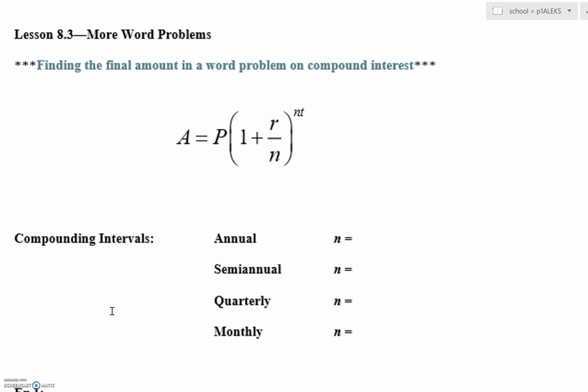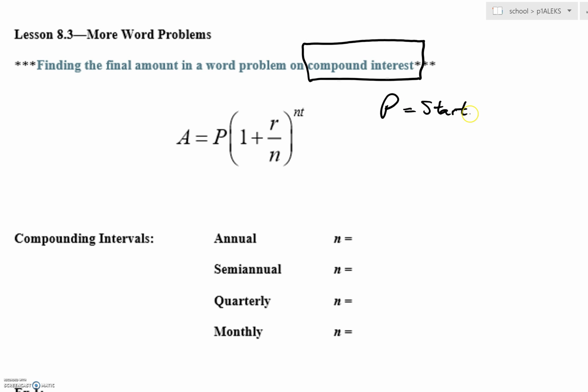Algebra 2, lesson 8.3. What we see here is a formula for compound interest. If you have a savings account at a bank and you're receiving interest, it's like a gift from the bank to you for being their customer, you might get interest multiple times a year. And when that happens, you can earn interest on your interest. Hence, the compound.